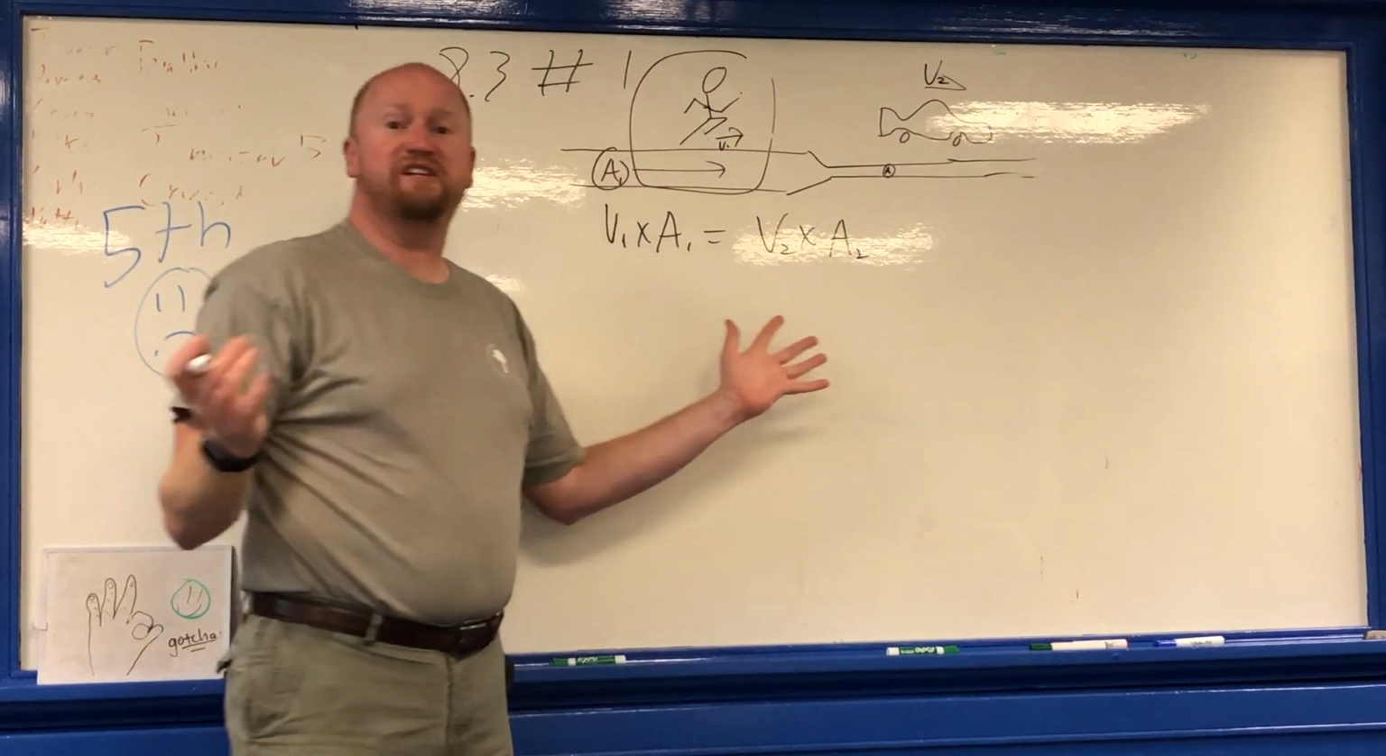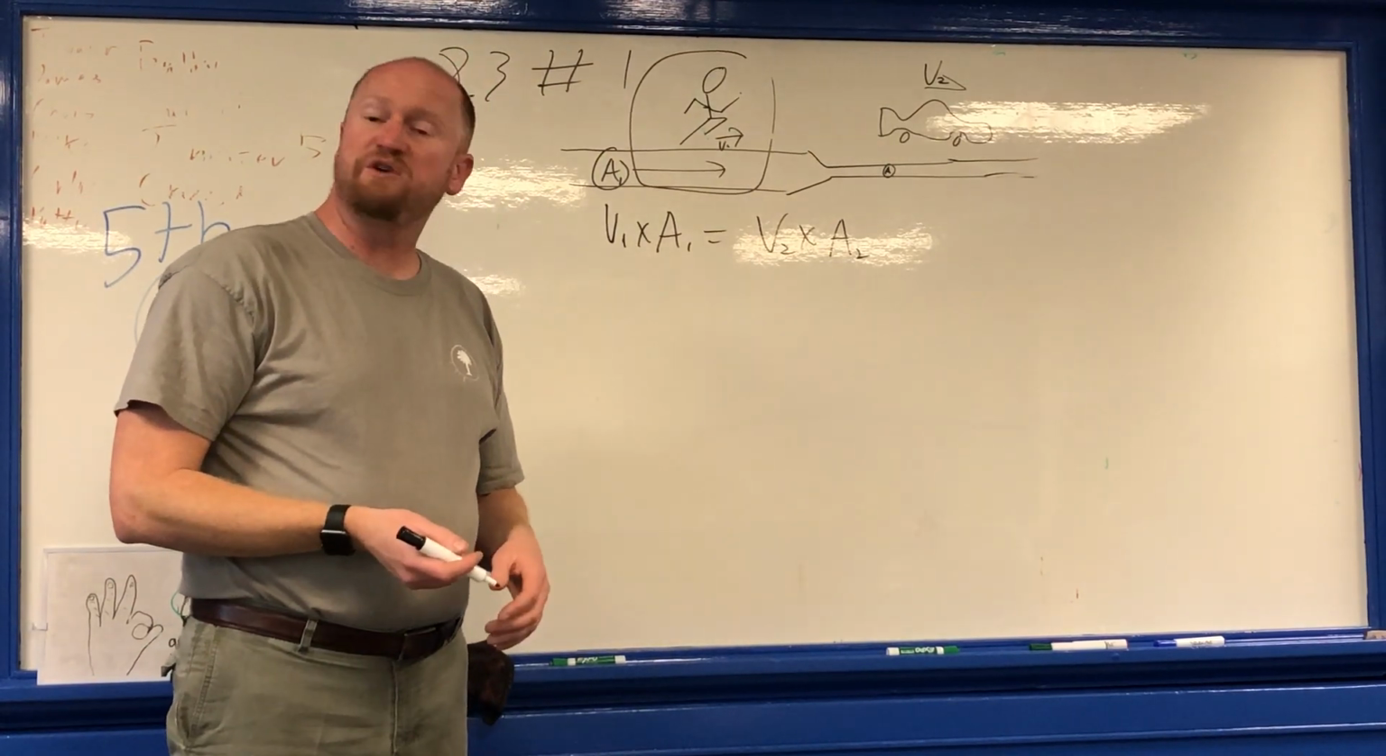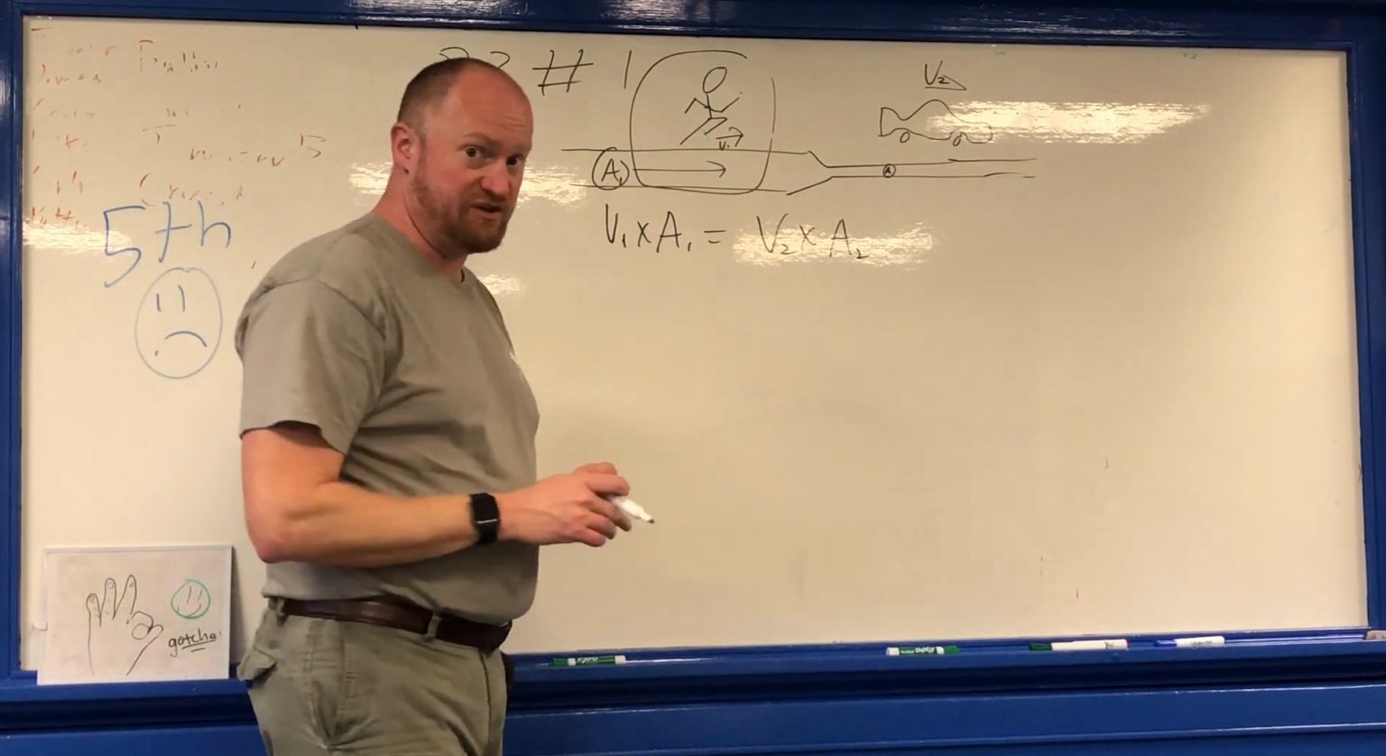Now, by the way, why these random speeds? They're just biometrics. Everybody's going to have a different number. Everybody's going to get a different answer.